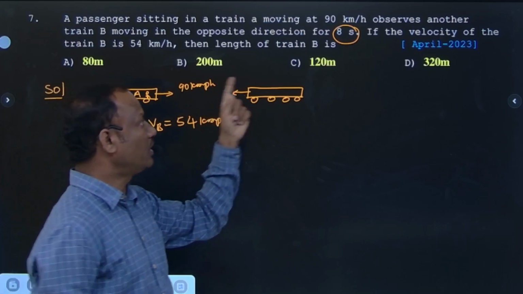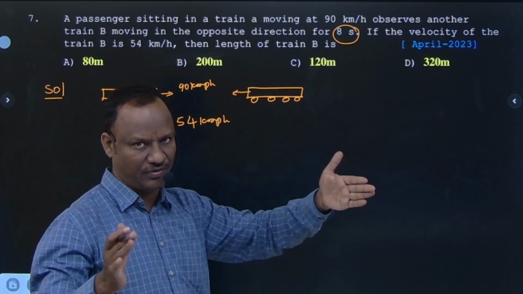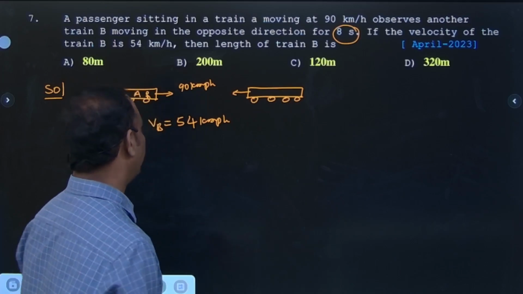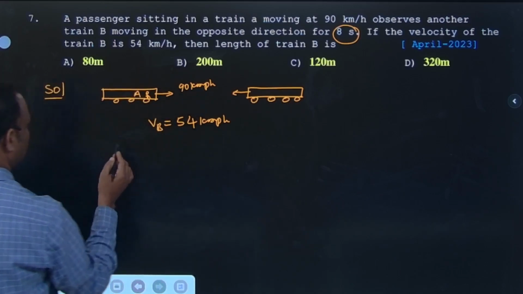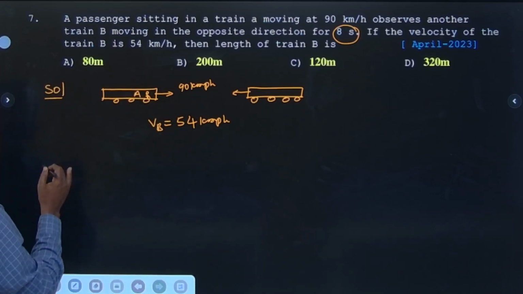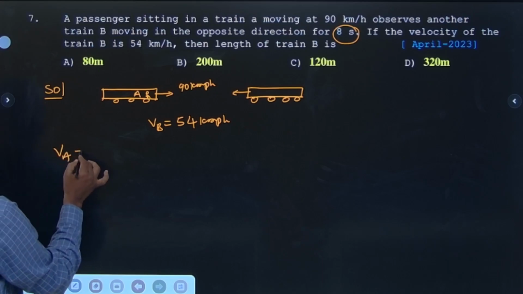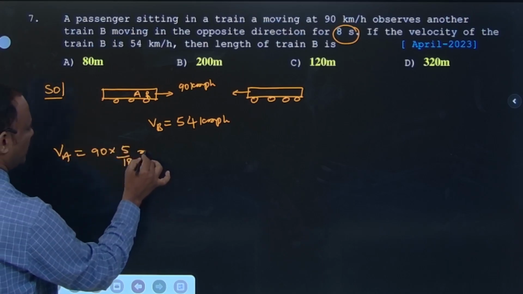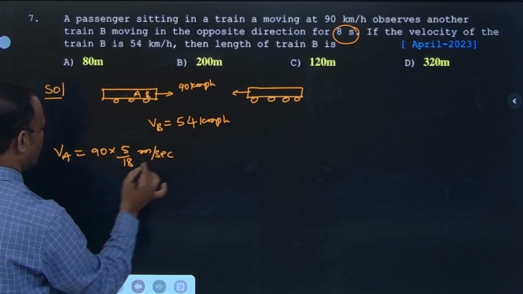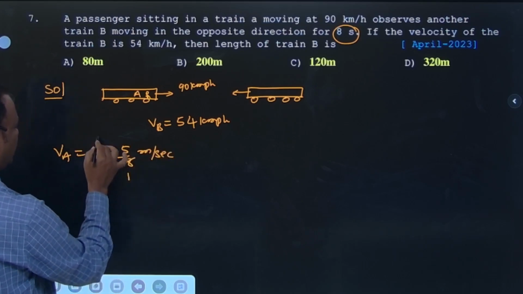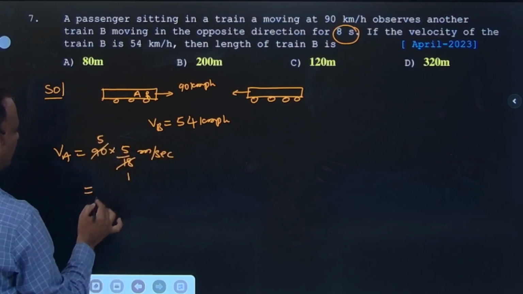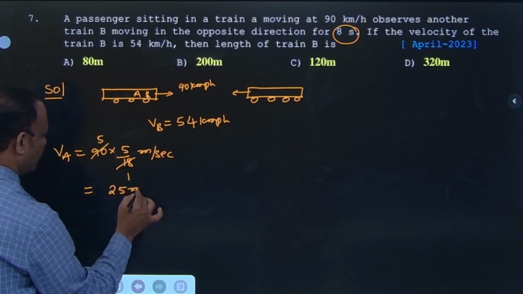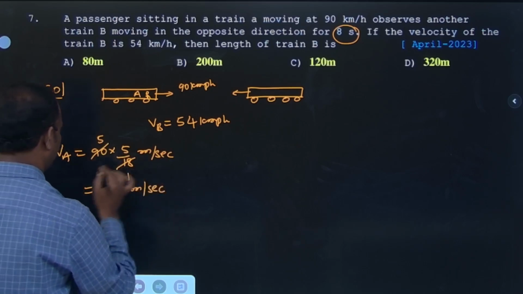So what is the length, the distance traveled by train B, is the question. First, the velocity of train A, VA, is equal to 90 into 5 by 18 meter per second. So 18 fives are 90, which gives 25 meter per second.